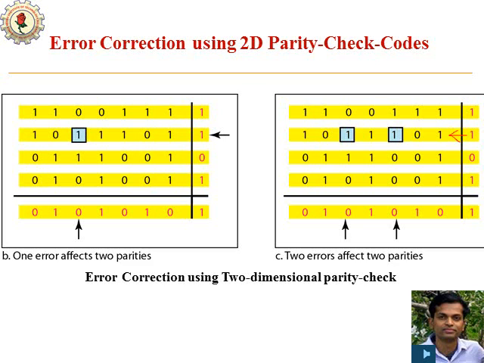Now in the right figure, two bits are affected, and both are in the same row. So the row parity will not be affected, but two different column parities will be affected. When two bits change in the same row, no row bit is affected because the even number of ones is still maintained, and the column bits will be changed.